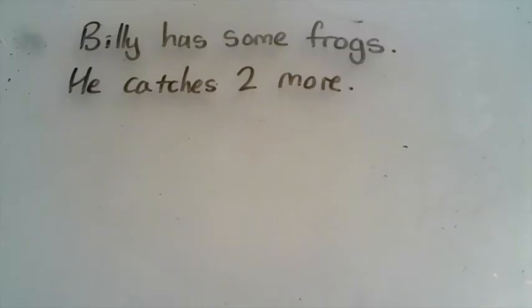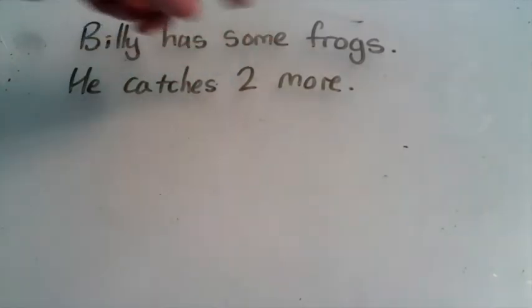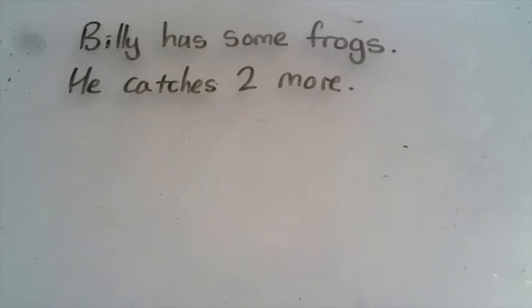This one is about writing our own expressions. So to do this, let's have a look at this worded problem. We've got Billy has some frogs. He catches 2 more. Now if we want to write this as an expression, because we don't know how many frogs Billy starts off with, Billy could have 2 frogs, Billy could have 1,000,000 frogs, we don't know. All we know is that he has some frogs.